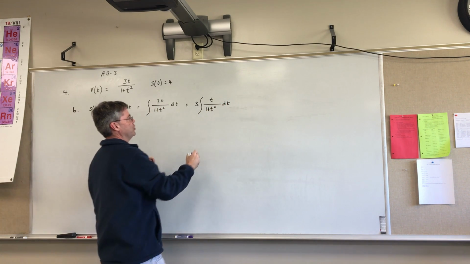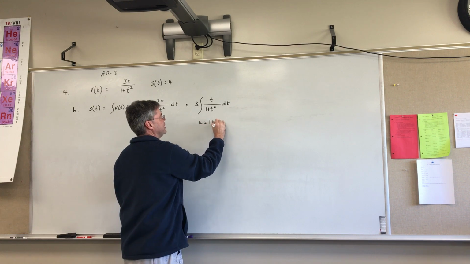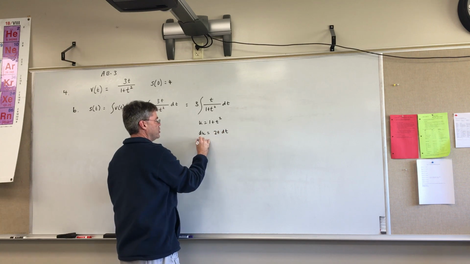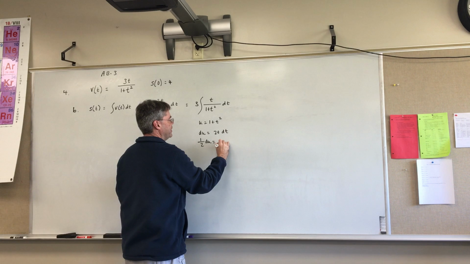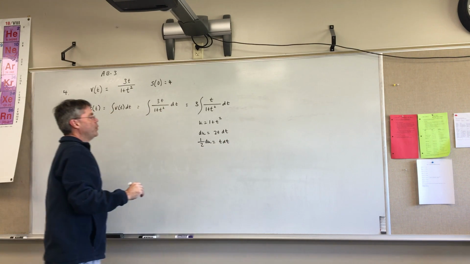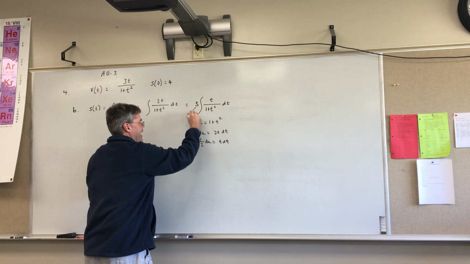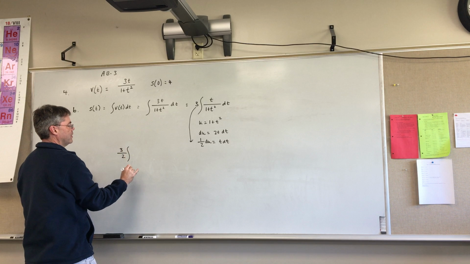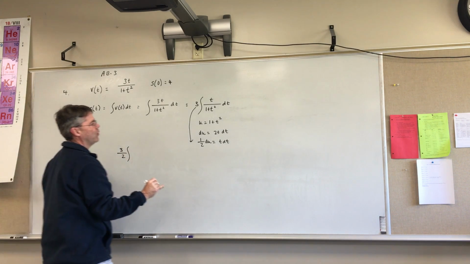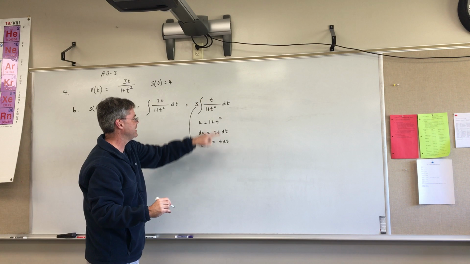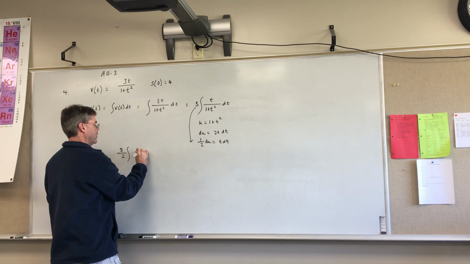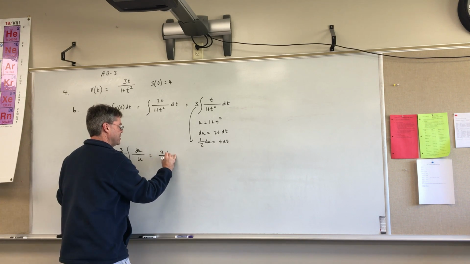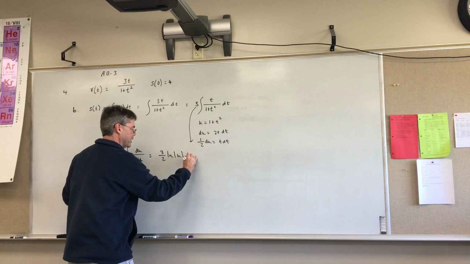So this is a u substitution. If we let u be 1 plus t squared, then du is 2t dt. So half a du would be t dt, and that's what we need. We can rewrite this. We can't forget about that 3, so bring that out there, and we'll have 3 halves times, okay, t dt is du, so we'll have du over u. And that's going to be 3 halves times the natural log of the absolute value of u, plus c.